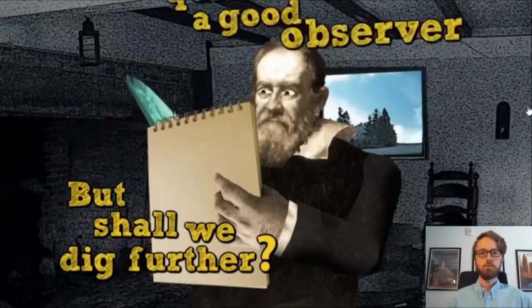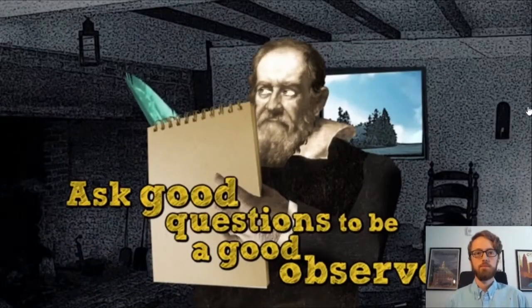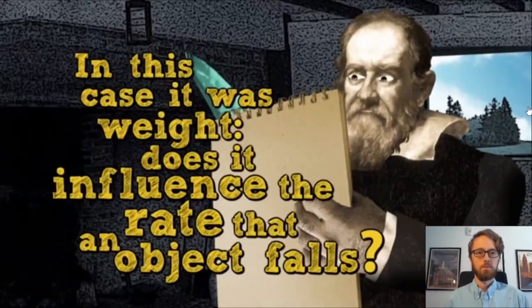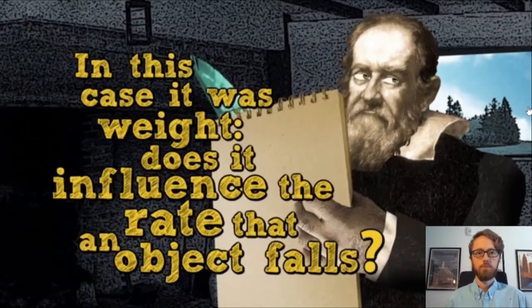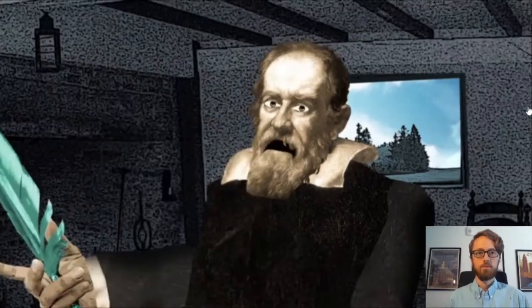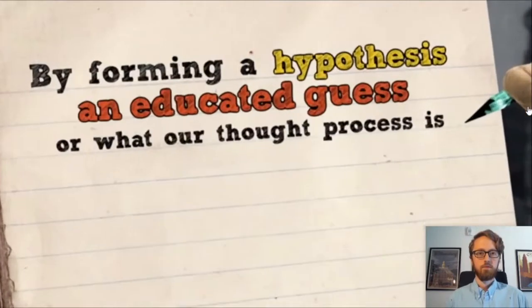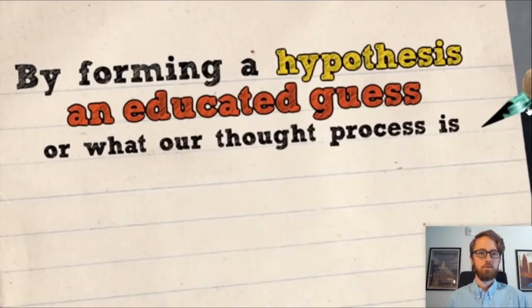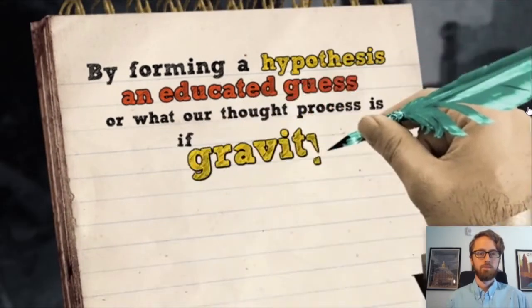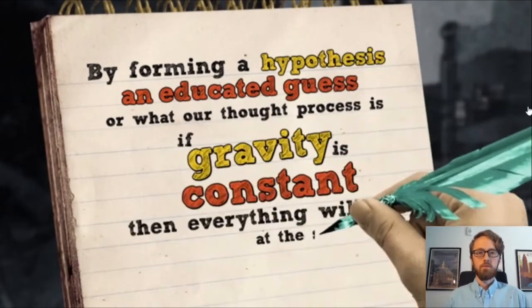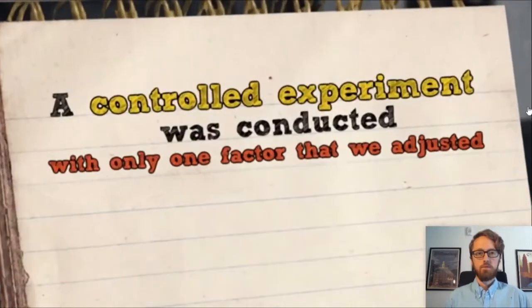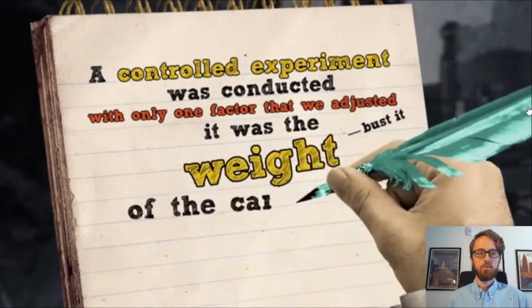Shall we dig further? Ask good questions to be a good observer. In this case, it was weight. Does it influence the rate that an object falls? Well, we can improve it. How? By forming a hypothesis, an educated guess for what our thought process is. If gravity is constant, then everything will fall at the same rate accomplished. A controlled experiment was conducted with only one factor that we adjusted. Busted. It was the weight of the cannonball.